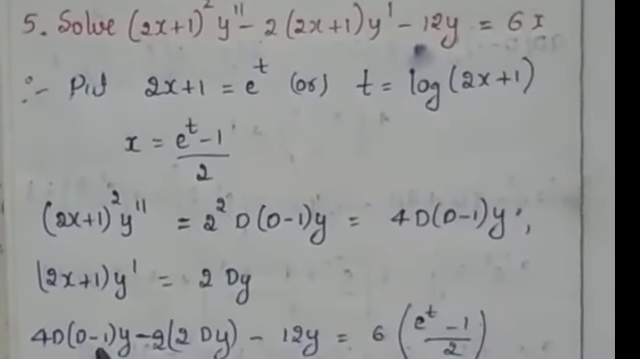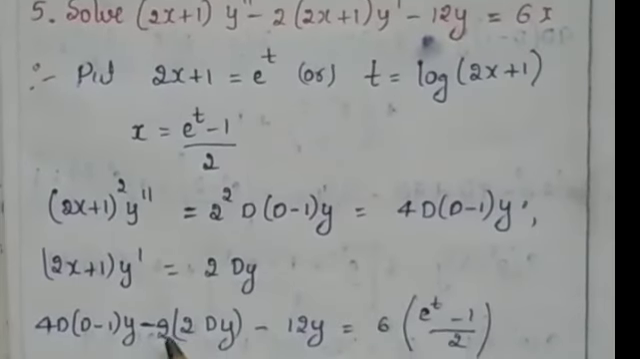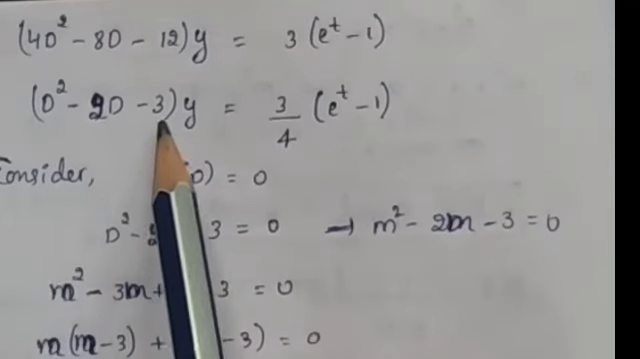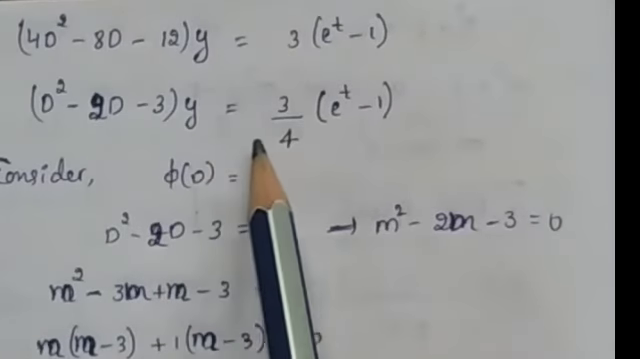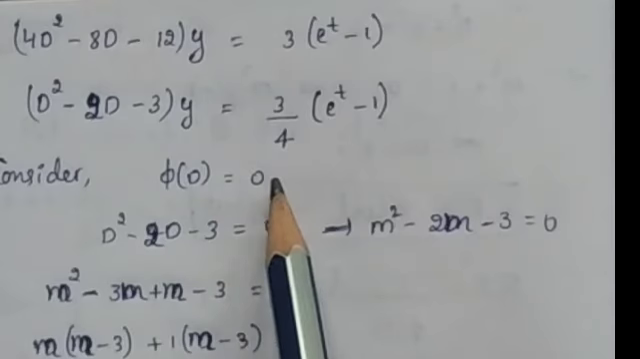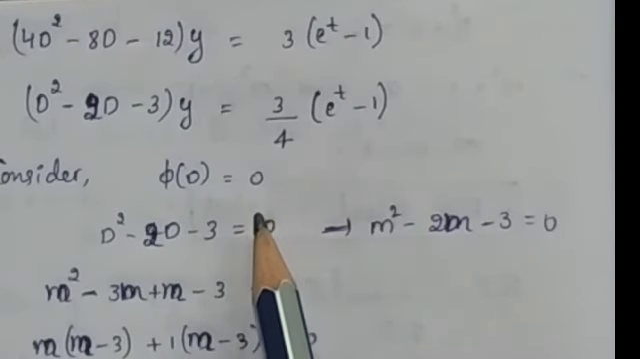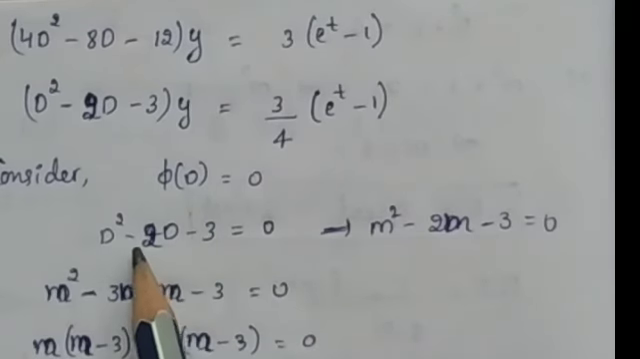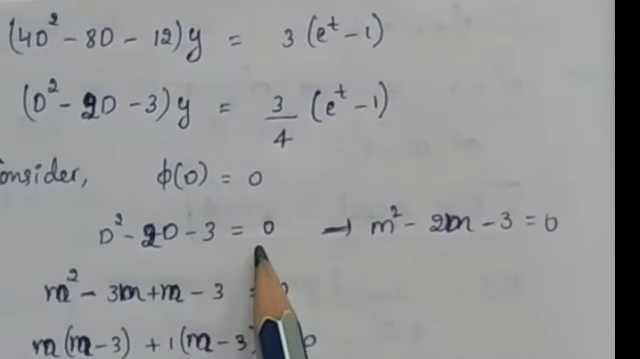You get 4d into d minus 1 into y minus 2 into 2 dy minus 12y which is equal to 6 times the x value, e power t minus 1 by 2. Okay, so you solve this, you get d square minus 2d minus 3 into y which is equal to 3 by 4 into e power t minus 1. Let us consider phi of d is equal to 0 for finding the complementary function. So what is phi of d? Phi of d is d square minus 2d minus 3 which is equal to 0.